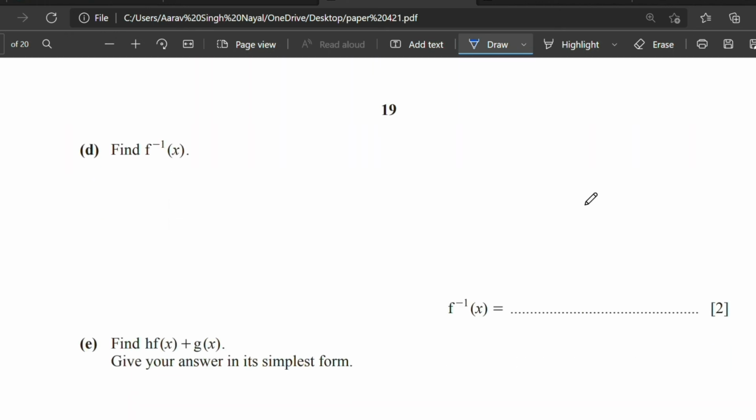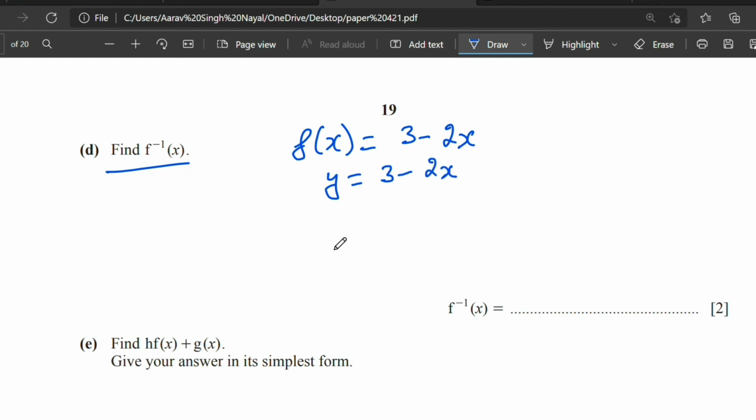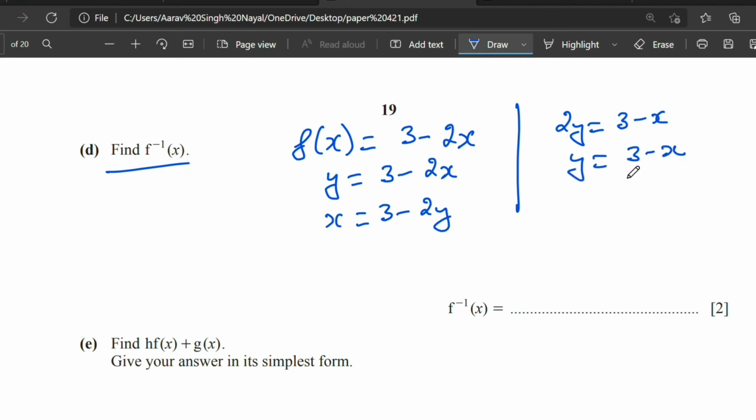Now D part is find f inverse x. So we need to know that function f(x) is 3 minus 2x. So our first step is we can write f(x) as y. So y equals 3 minus 2x, and then interchanging the value of x and y, this will become x equals 3 minus 2y. Now next step is to make y the subject of formula. Taking 2y to the left hand side, 2y equals 3 minus x, so y equals (3 minus x) by 2. And now this is the f inverse. So f inverse x is (3 minus x) by 2. So the answer is (3 minus x) by 2.